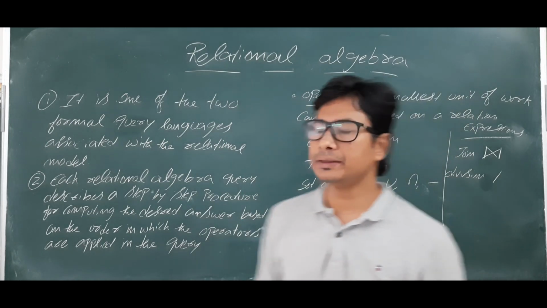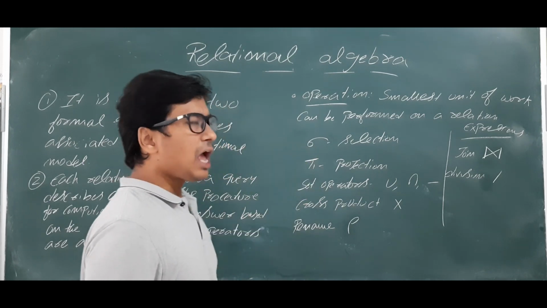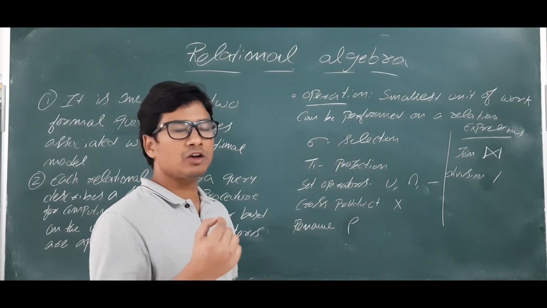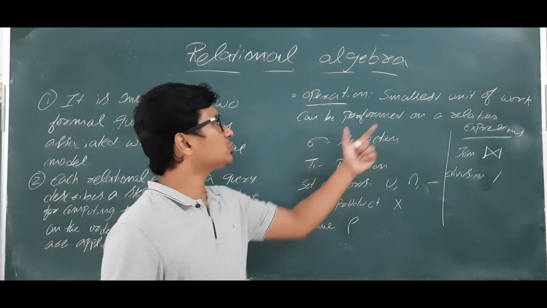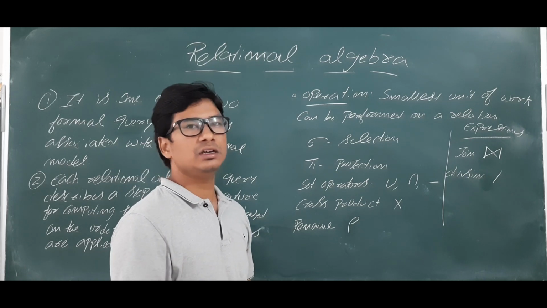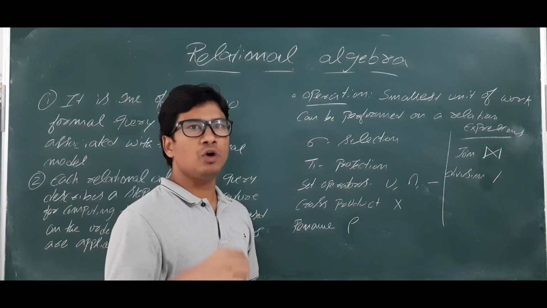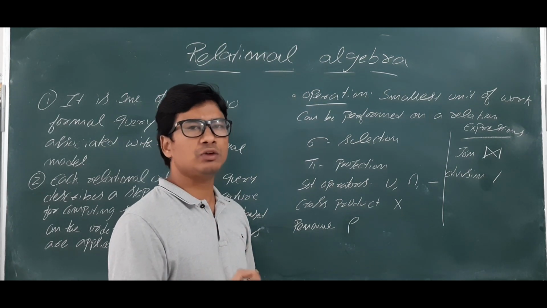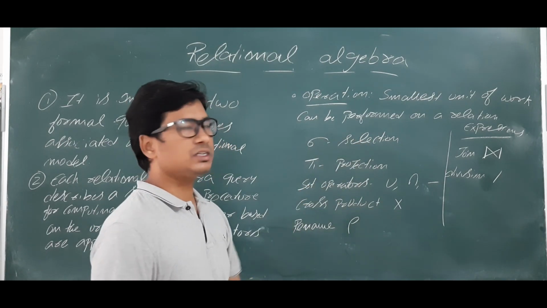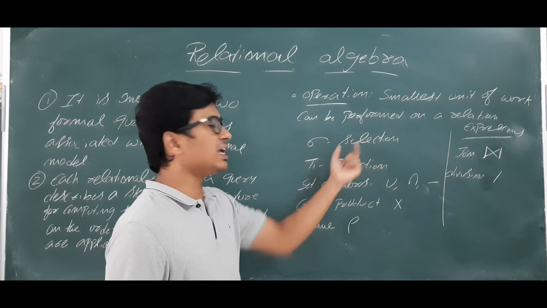In relational algebra, we basically have operations. An operation is the smallest unit of work that can be performed on a relation. If you have a relation and want to perform some work, the smallest work we call an operation. Now we have a set of operations. The first one is selection.